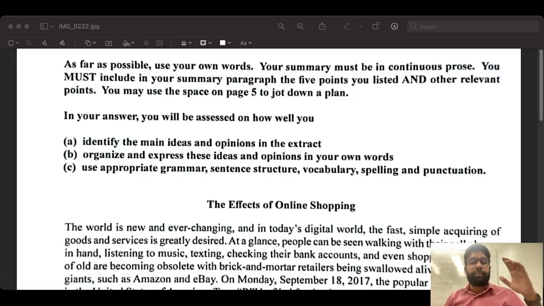We're going to look at the January paper of this year, 2024. As you can see in the instructions here, as far as possible, use your own words. Your summary must be in continuous prose. You must include in your summary paragraph the 5 points you listed and other relevant points. They're going to give you space provided to put 5 points. Pull out 5 main ideas.